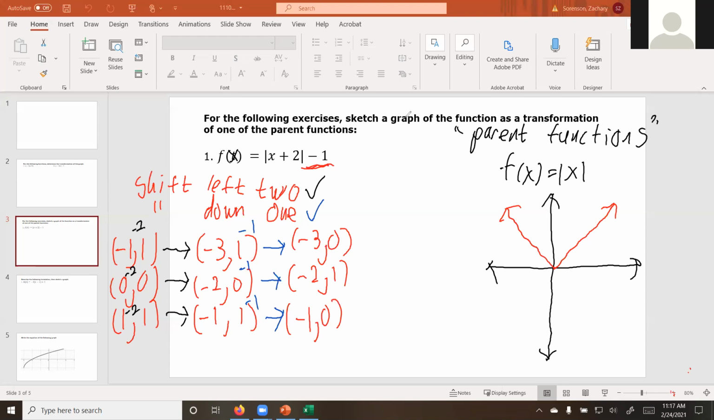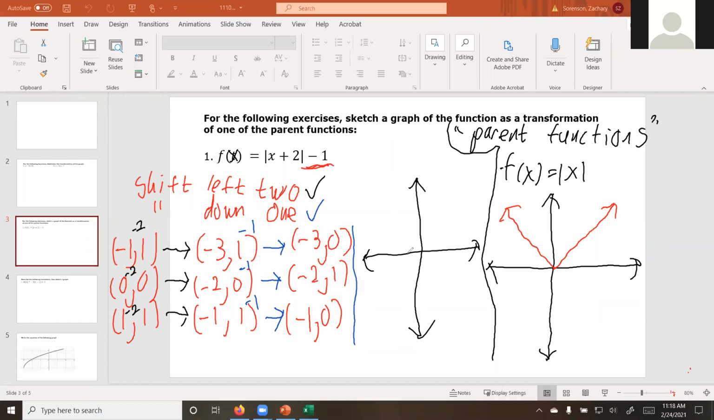Now I have enough information to graph. So let's box those off and then graph my new transformed function. For starters, I honestly do not care what the parent function looks like at this point, because I'm going to just take my points here and plot them. So -3, 0, -2, -1, -1, 0. And then now I do care.